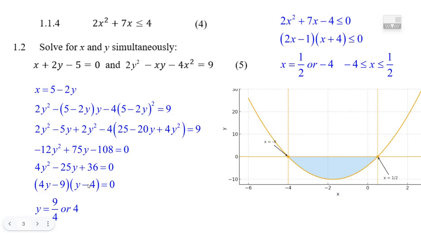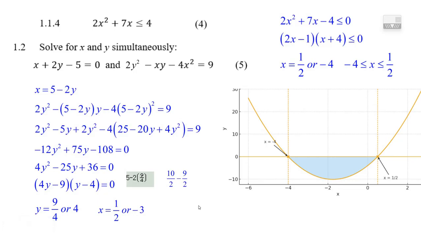4y times y, 9 times 4 gives me the 36. And minus 9y minus another 16y is minus 25y. If you're not good at factoring, you could put this into the formula and you get your two values for y: 9 over 4, or 4. And then put those y values back in there. Put y is equal to 4 in there, and y is equal to 9 over 4, and you'll get two values for x. X is a half, or x is minus a third.